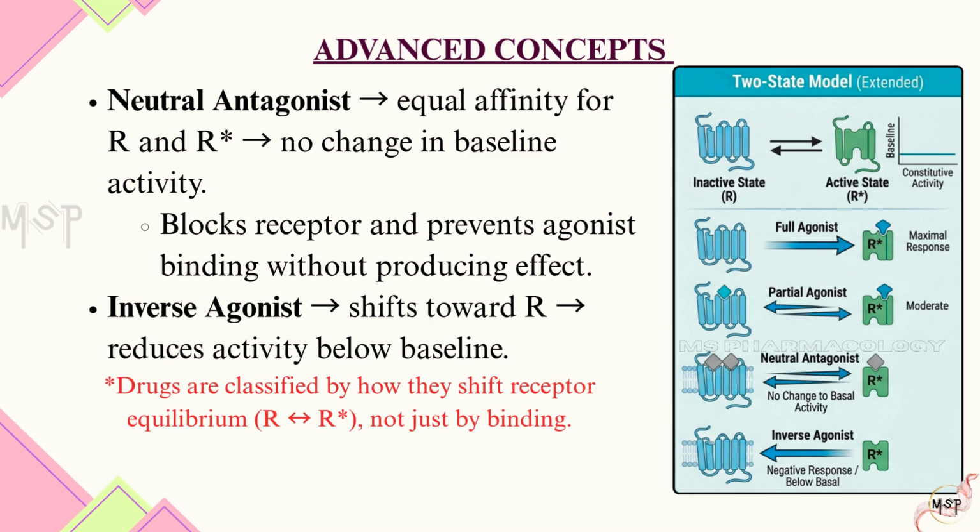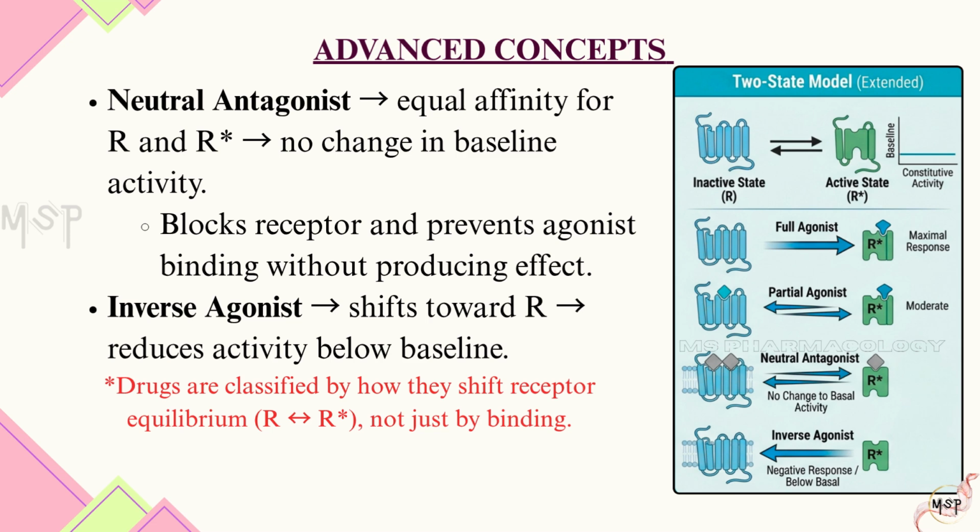Now, you might be wondering, if an antagonist blocks a receptor, why do we put it on the same scale as agonists? It's because in modern pharmacology, we don't just ask if a drug binds, we ask how it shifts the balance. Although it is neutral regarding the signal, it is still considered an antagonist because it occupies the receptor. By doing so, it prevents the agonist from binding, which would otherwise alter the balance. It blocks the change without initiating any effect itself.